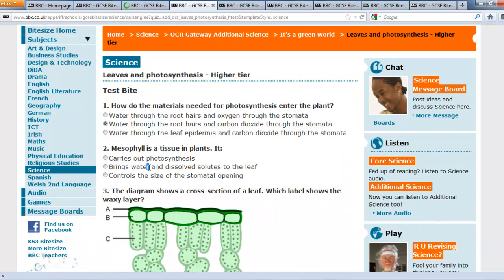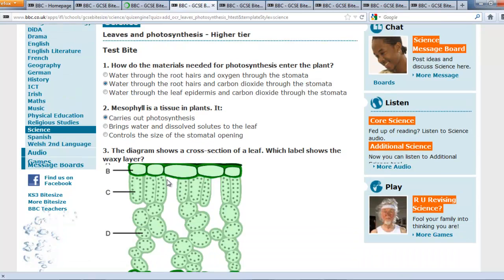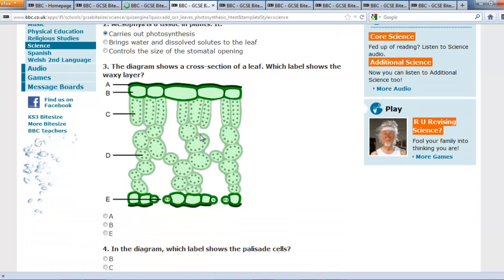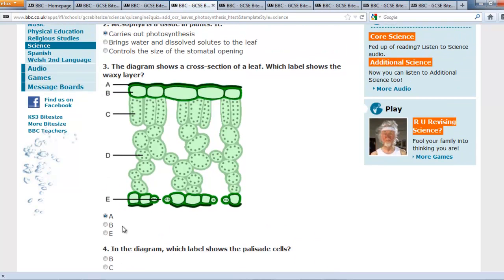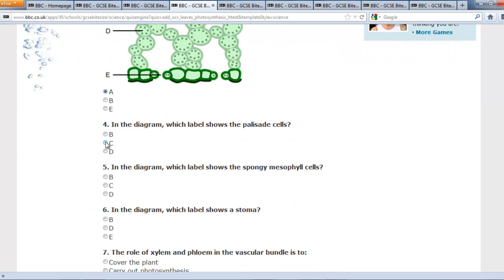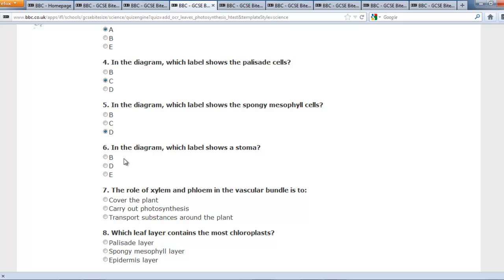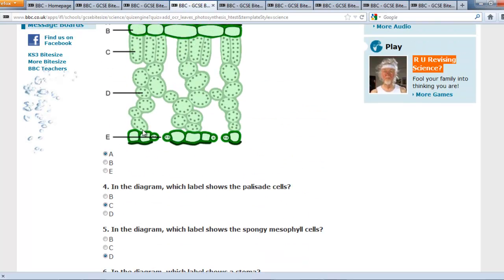Mesophyll is a tissue in the plant. It carries out photosynthesis. These are mesophyll. Waxy layer A, waxy cuticle, and underneath here as well. In the diagram, palisade layer C. Sponge mesophyll layer D. Stomata. What was that? E.